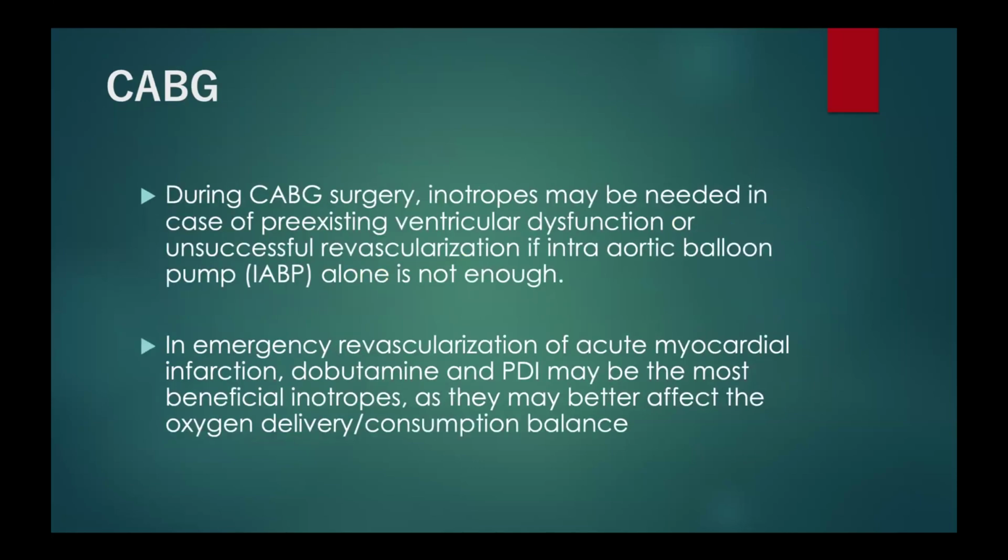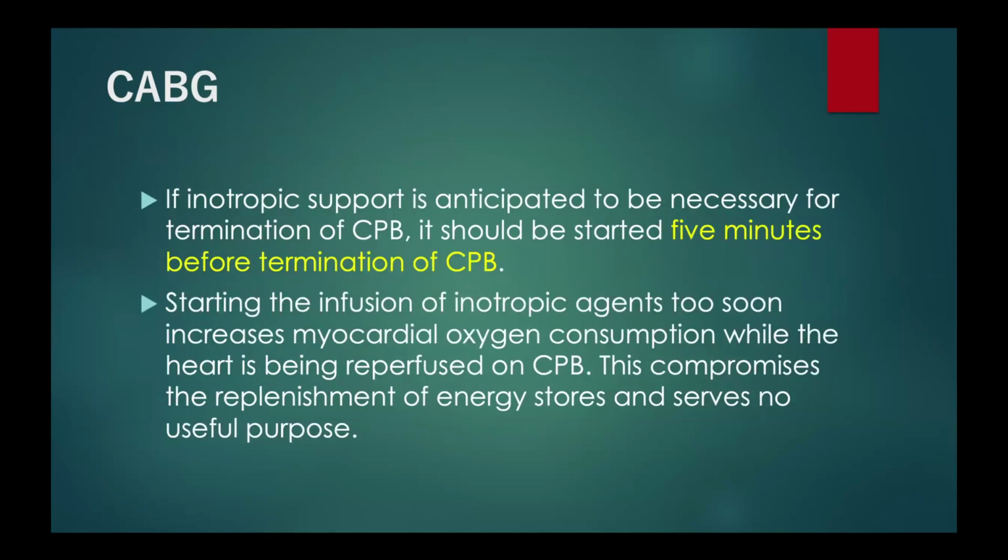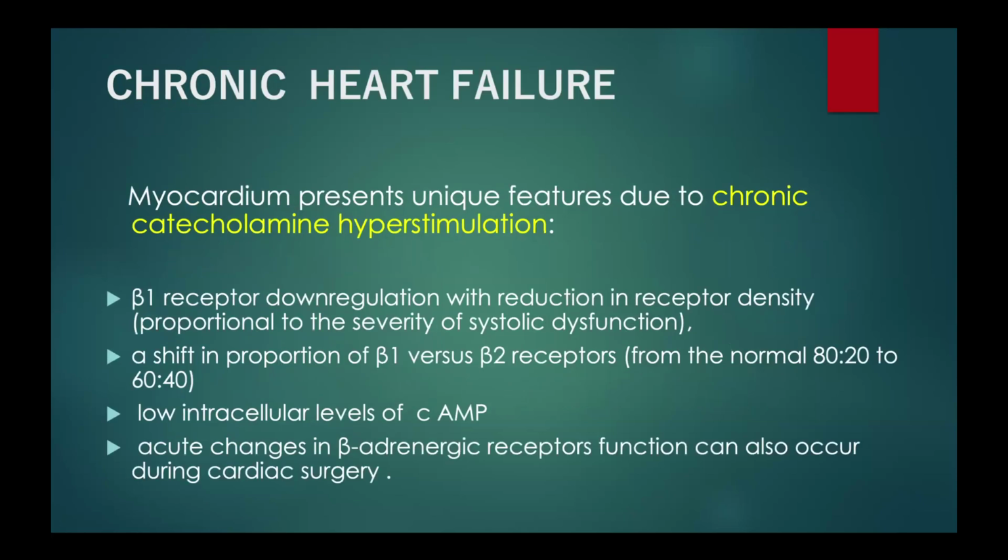This is during CABG. Inotropes may be needed in case of pre-existing ventricular dysfunction, and also, as the definition goes, where an intra-aortic balloon pump is required. In emergency revascularization of acute myocardial infarction, dobutamine and PDI may be the most beneficial inotropes, and they should be started 5 minutes before the termination of CPB. Starting the infusion of inotrope agents too soon increases myocardial oxygen consumption while the heart is being reperfused on CPB, so this compromises the energy stores and serves no purpose.